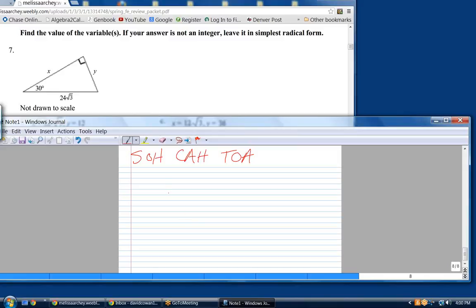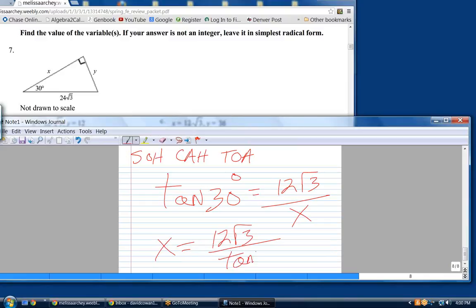Alright. So then it would be the opposite to adjacent. So then it would be tangent, right? All right, we could do that since we now know what y is. Y was 12 root 3 divided by x. So now we have to solve that equation. So x is equal to 12 root 3 divided by the tangent of 30 degrees, which you can get out of your calculator.